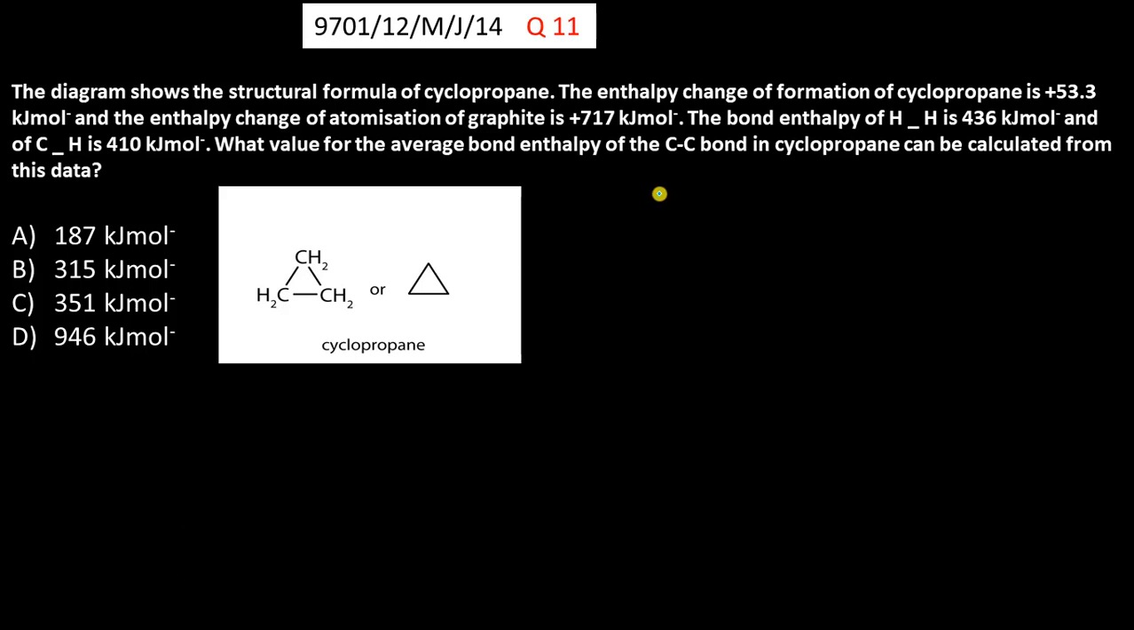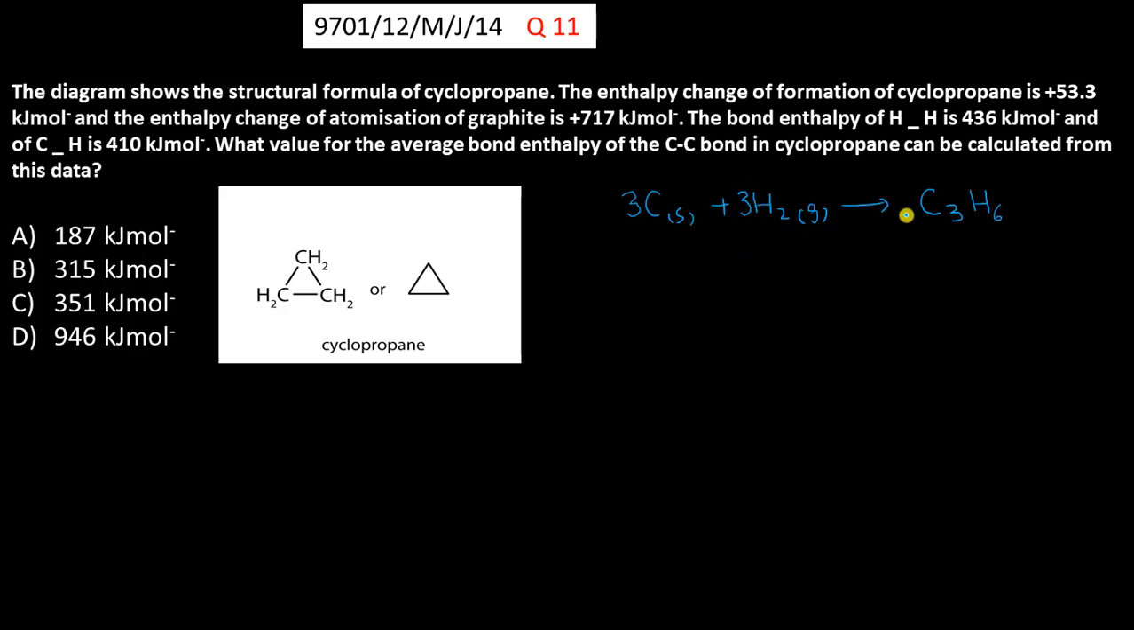First of all, write an equation for the formation of cyclopropane, from carbon in the form of graphite and hydrogen gas. It will produce cyclopropane. The molecular formula for cyclopropane is C3H6. Now balance this equation: multiply the carbon by 3, and the hydrogen would also be multiplied by 3.